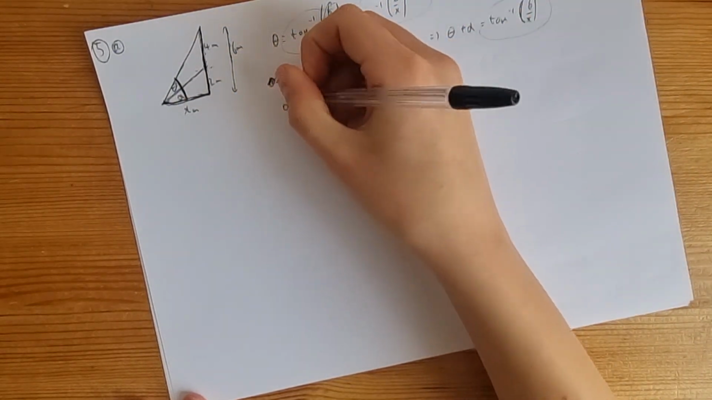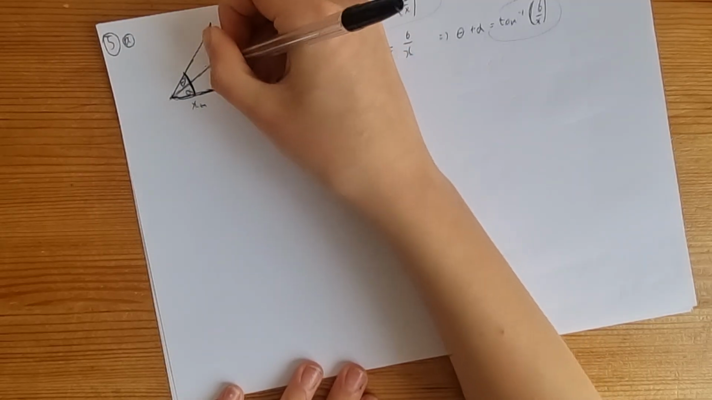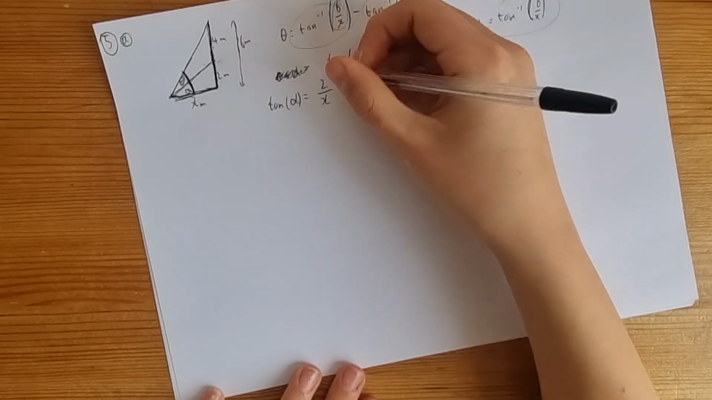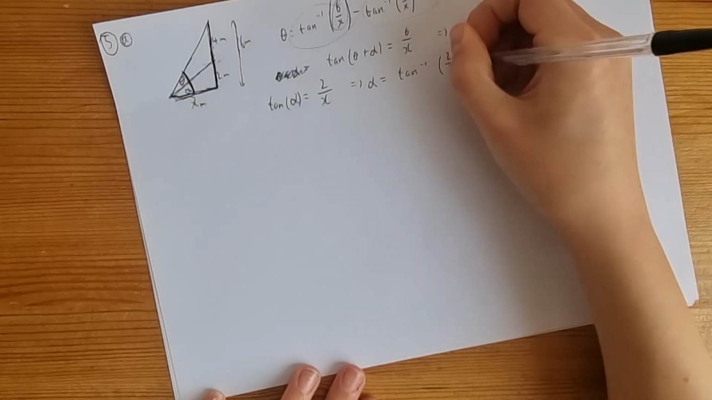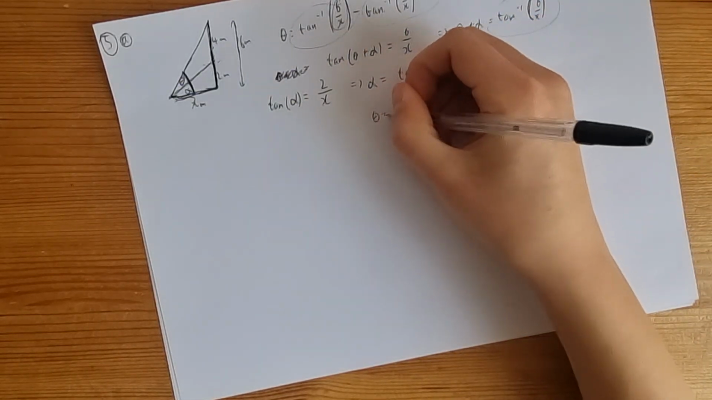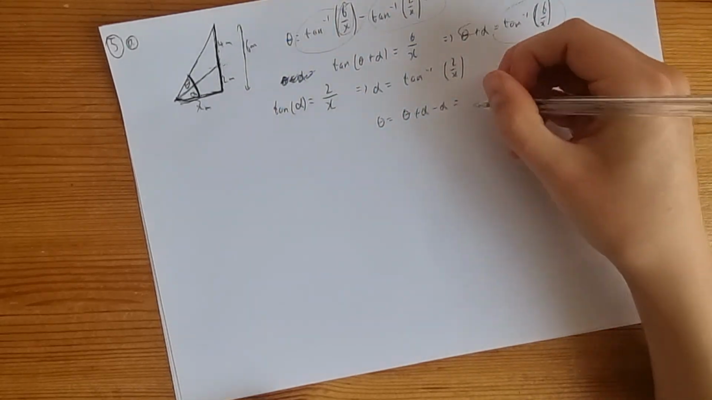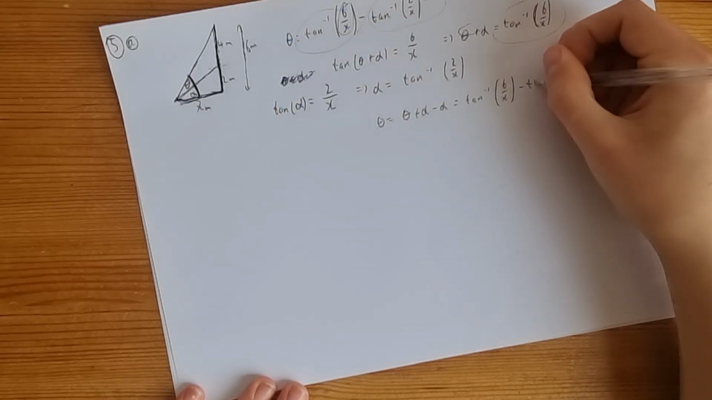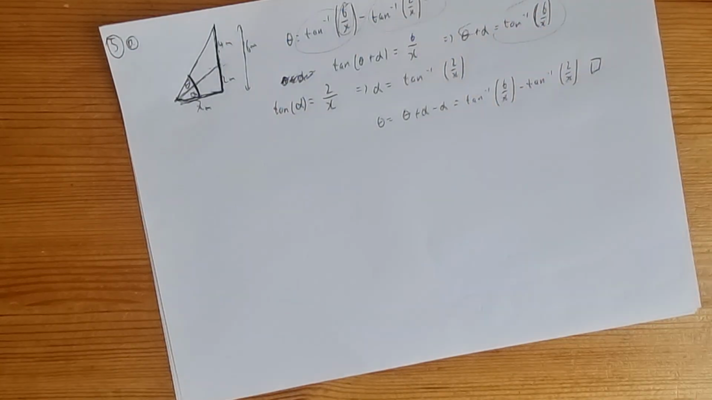So tan of alpha is equal to opposite over adjacent. This time opposite is just the 2 meters here, and adjacent is still x. This means that alpha is equal to tan inverse of 2 over x. And now theta is equal to theta plus alpha minus alpha, of course, so this minus this, which is equal to tan inverse of 6 over x minus tan inverse of 2 over x. So that's proven. The square just means proof, finished.